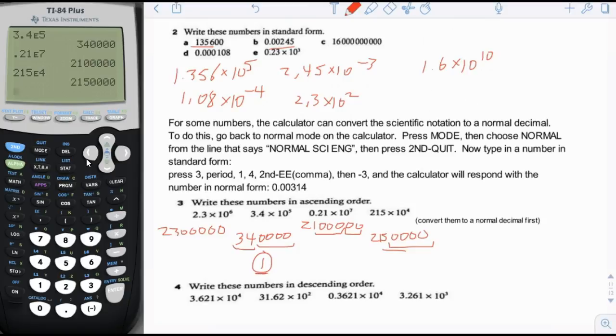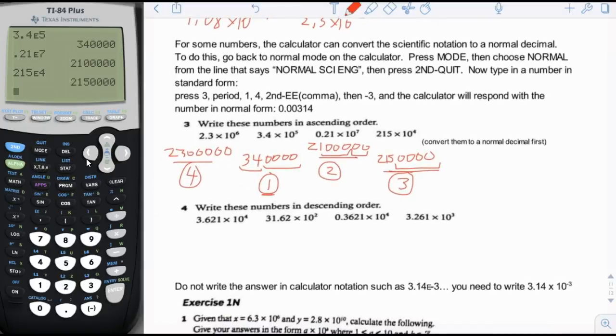Let's see, this one has 7 digits. Do any others have 7 digits? Yes, this one has 7 digits, and all the rest of them have 7 digits. So which is the next smallest? This one is, right? 2100000 is smaller than 2150000, and this one is a little bit bigger than that one, and then this one is the biggest. Okay. Write these numbers in descending order.